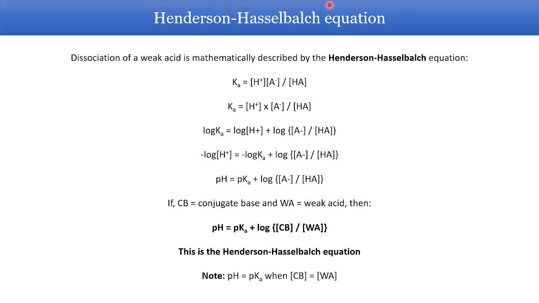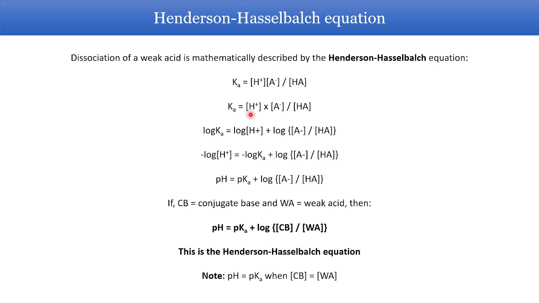So the Henderson-Hasselbalch equation, or the HHE. The dissociation of a weak acid can be mathematically described by this particular Henderson-Hasselbalch equation. So we have HA that dissociates into H plus and A minus. We can keep this equation in our mind as we move ahead with the calculation. It has a particular dissociation constant, that is our Ka. So Ka can be represented as the concentration of the products divided by the concentration of the reactants.